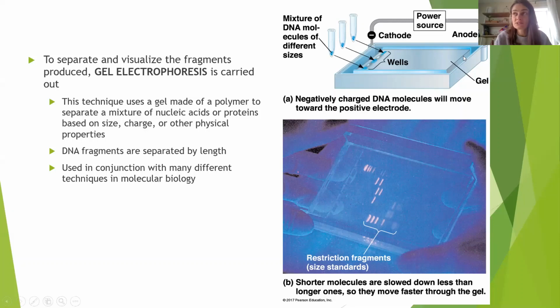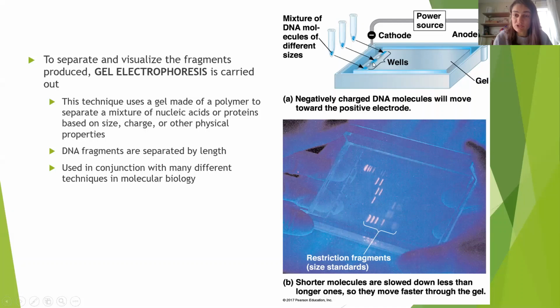And this works because DNA is negative, right? So when we apply this electrical current, we have the negative electrode at the beginning and then the positive electrode at the end. And our DNA gets basically put into these little wells.